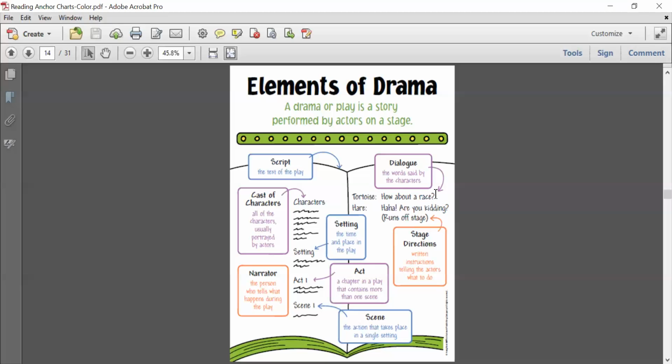Another huge difference between drama and maybe a story in a book is the stage directions. Stage directions are written instructions telling the actors what to do. So you wouldn't say these things in parentheses. You would do them if you were an actor. So right here is the dialogue. How about a race? Ha ha, are you kidding?